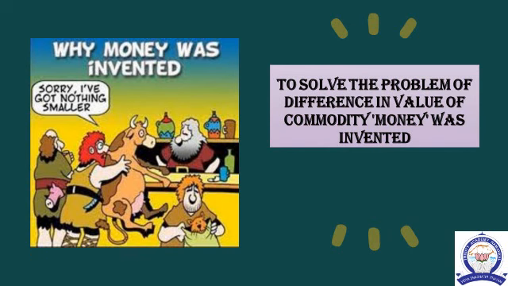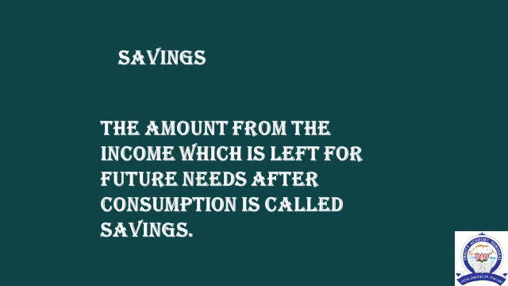When they exchange commodities, it may lead to certain problems when comparing the differences in the value of commodities. To solve the problem of differences in value of commodities, people invented a tool called money. Children, let us see what is savings. The amount from the income which is left for future needs after consumption is called savings.